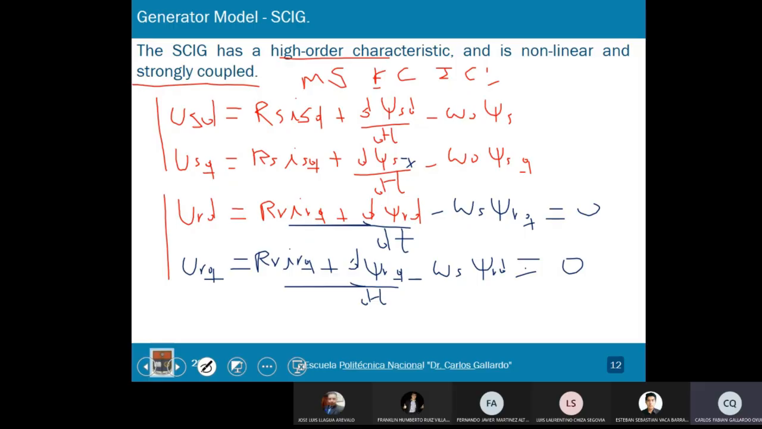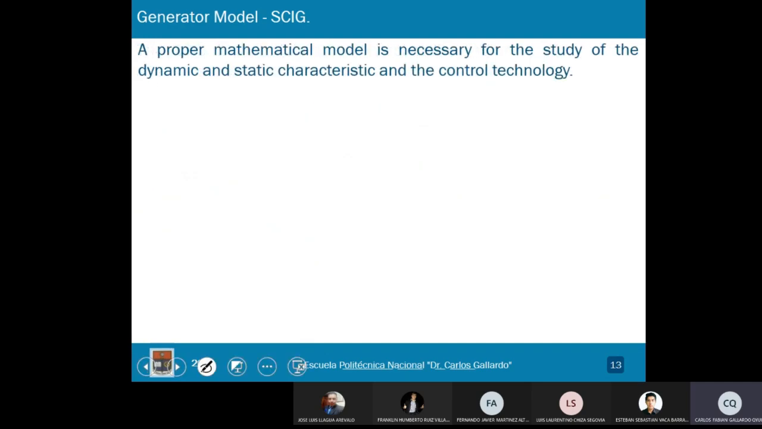So this model is under the DQ synchronously rotating coordinate system. This is the dynamical model. Okay, this is for the voltages. What about the fluxes? So this is the direct axis flux, sorry, the stator flux on the D-axis. So this is for the voltage. What is missing is the fluxes.